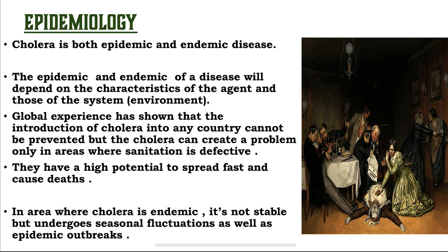In areas where cholera is endemic, it is not stable, but it keeps undergoing seasonal fluctuations as well as epidemic outbreaks. It does not always remain as an endemic. At times epidemic outbreaks can occur and also there will be seasonal fluctuations in the cases.